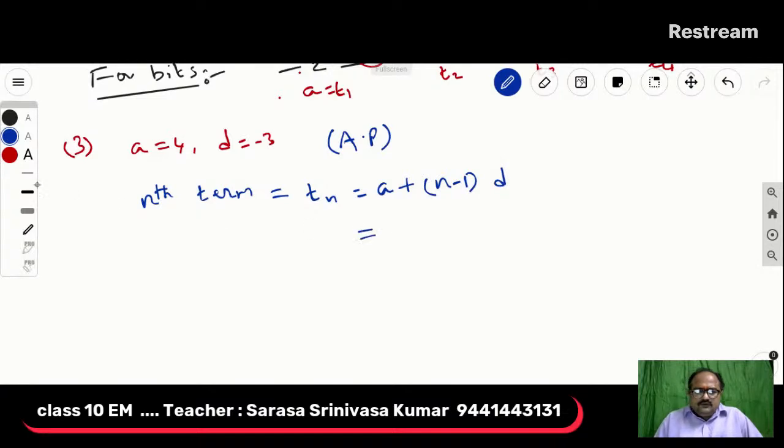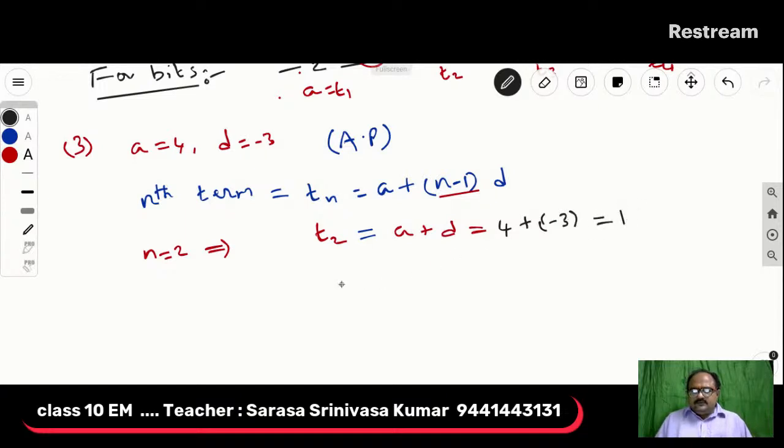Now n equal to 2, that is the second term. So T2 equal to a plus 2 minus 1. 2 minus 1 is 1. So I can write a plus d, equal to a is 4 plus minus 3. This is equal to 1.